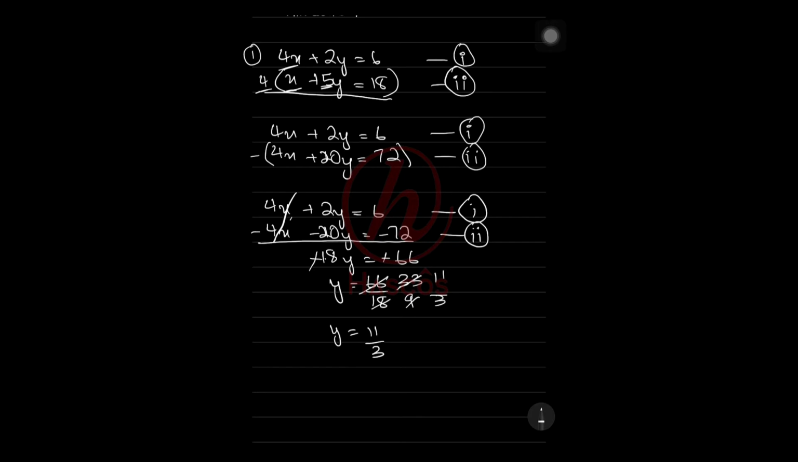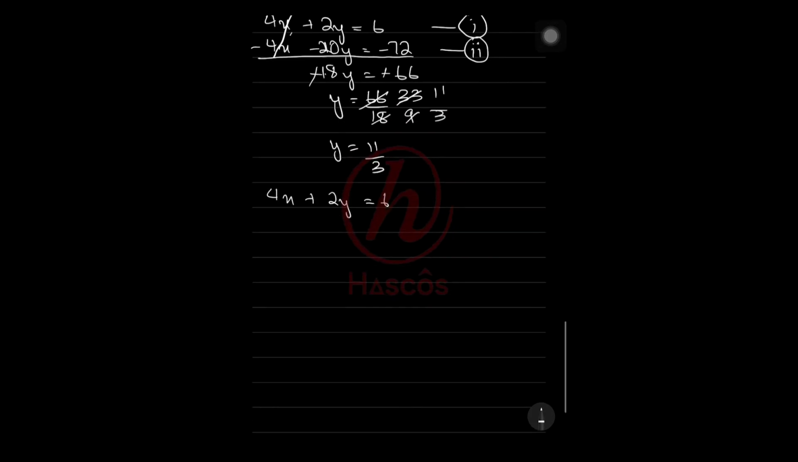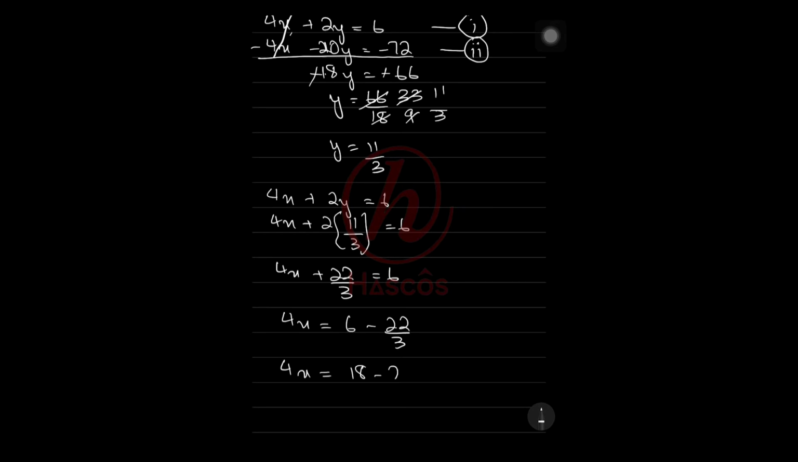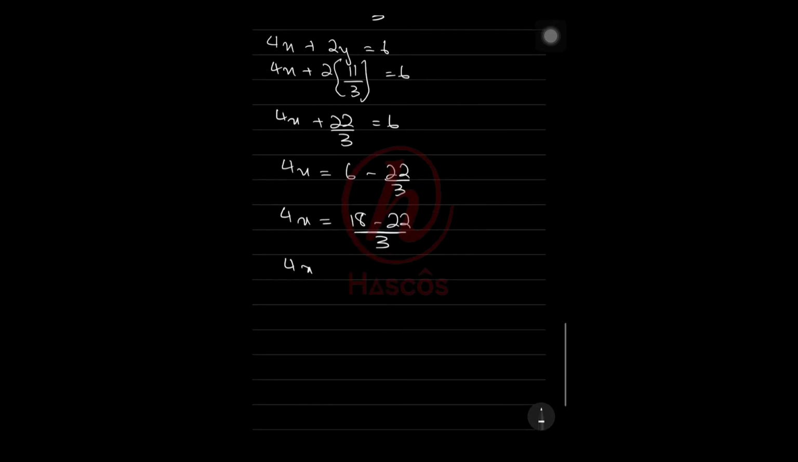We now need to find the corresponding value of x. We have 4x plus 2y equals 6, and instead of y, we're going to plug in 11 upon 3. So 4x plus 2 bracket 11 upon 3 equals 6. 4x plus 22 upon 3 equals 6. It's going to be 4x equals 6 minus 22 upon 3. We have 4x equals 18 minus 22, the whole thing upon 3. 4x equals minus 4 upon 3.